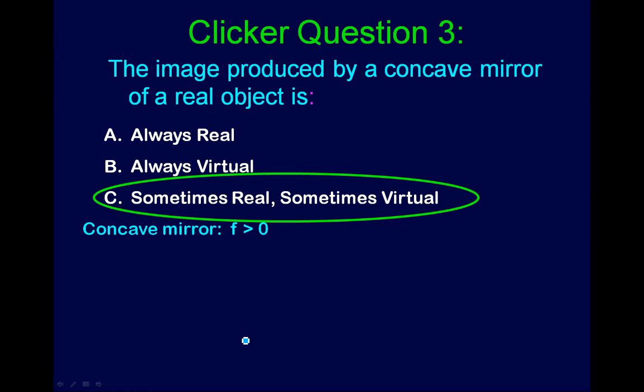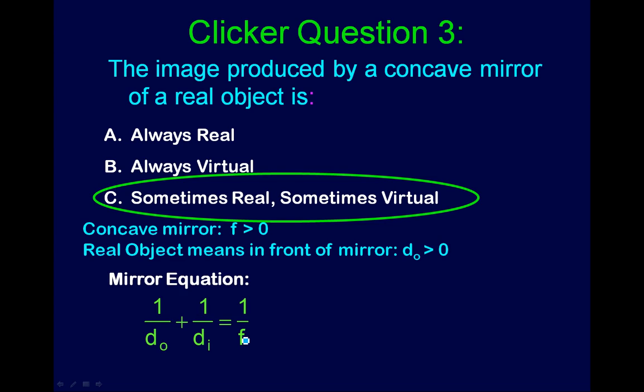So for the concave mirror, the focal length is bigger than 0, and the real object means in front of the mirror, so d0 is going to be greater than 0. So both those things are positive numbers, greater than 0. So we take our mirror equation, and if I solve that, I get 1 over di equals 1 over f minus 1 over do. So depending on how f or do operate, the di can be negative or positive.